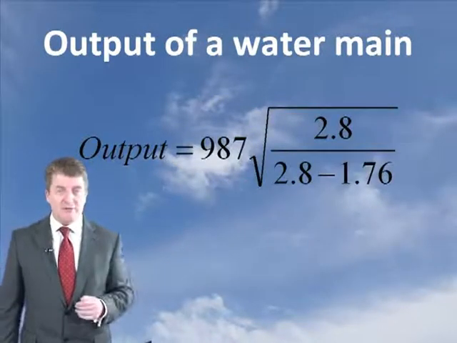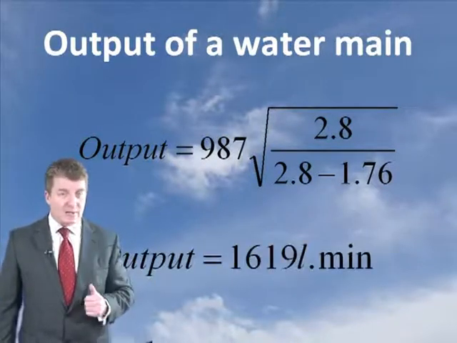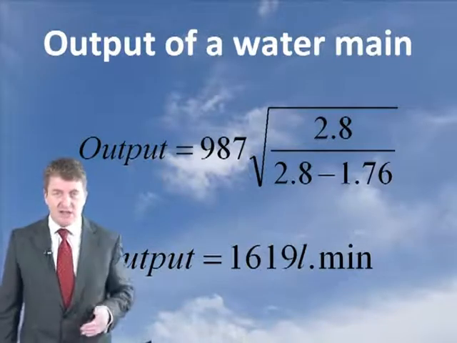Well, if you put in the known variables in here, as you can see, the maximum output of this main is 1619 litres per minute.